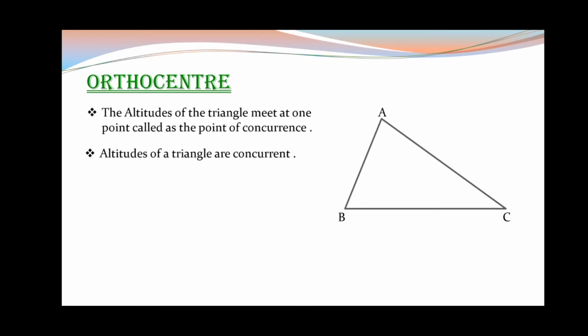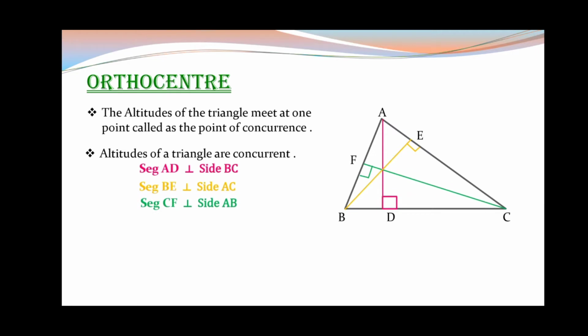Now, let us study what is orthocenter. As we know, a triangle is made up of three vertices, and hence the altitude can be drawn from all the three vertices. Here we can see the altitude AD is drawn from the vertex A onto the side BC. Altitude BE is drawn from the point B onto the side AC. Altitude CF is drawn from the point C onto the side AB. Therefore, segment AD is perpendicular to side BC, BE perpendicular to AC, and CF perpendicular to AB.